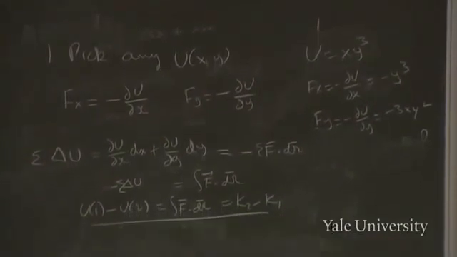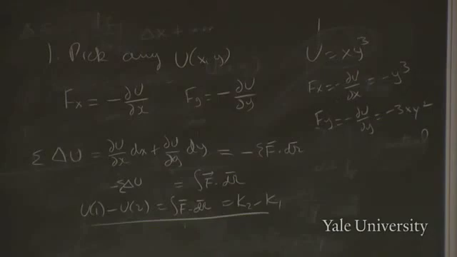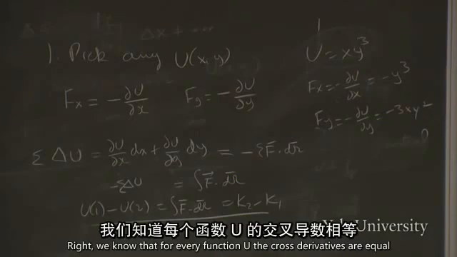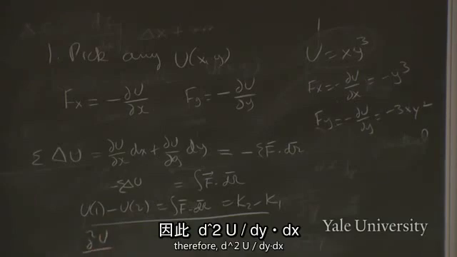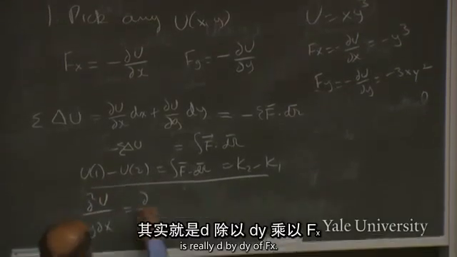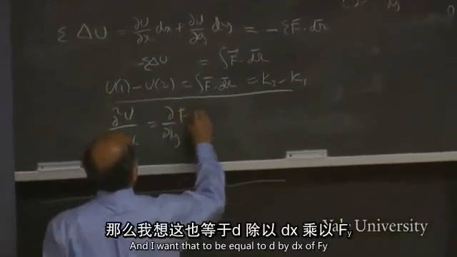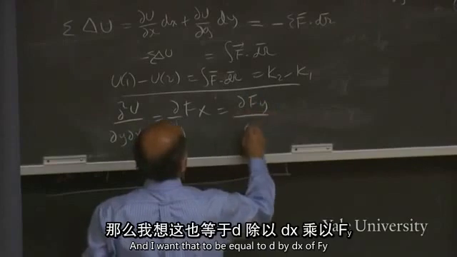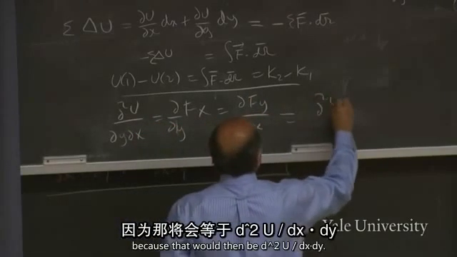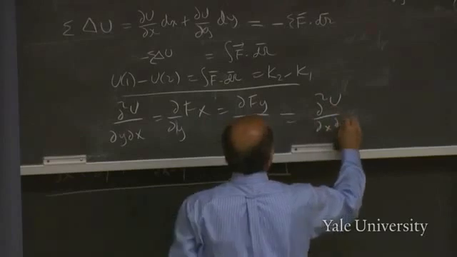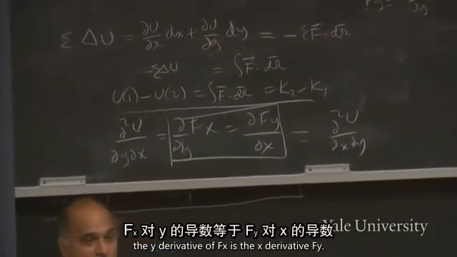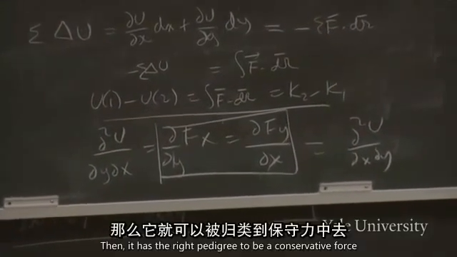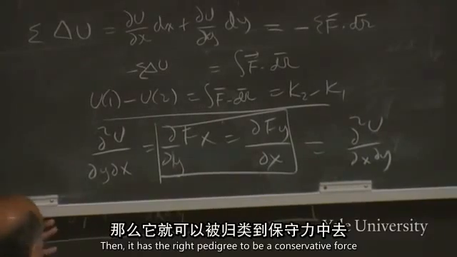Yes? Right, so we know that for every function u, the cross derivatives are equal. But the ordinary derivatives are just the fx and fy. Therefore, d2u over dy dx is really d by dy of fx. And I want that to be equal to d by dx of fy, because that would then be d2u over dx dy. In other words, if the force satisfies this condition, the y derivative of fx is the x derivative of fy, then it has the right pedigree to be a conservative force.